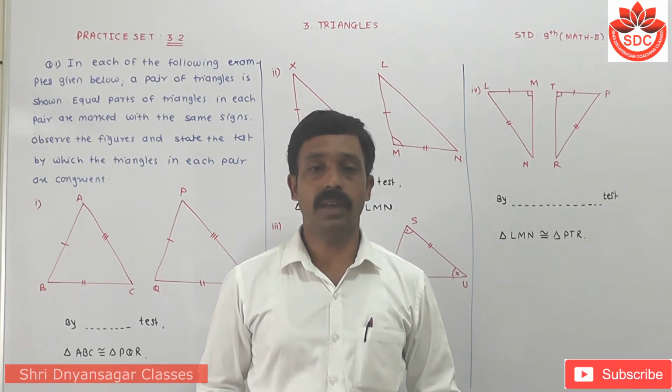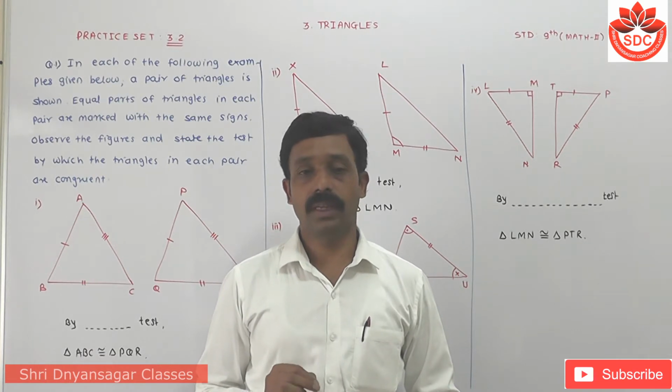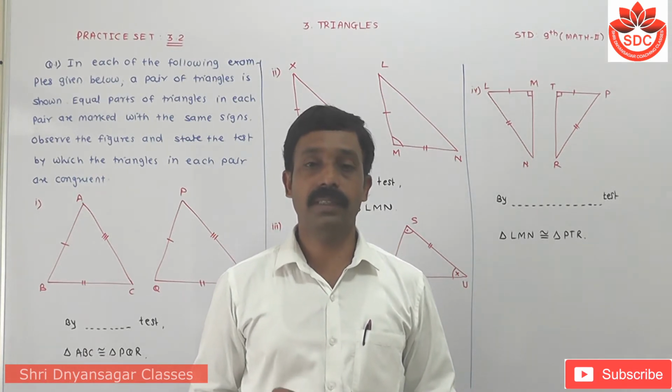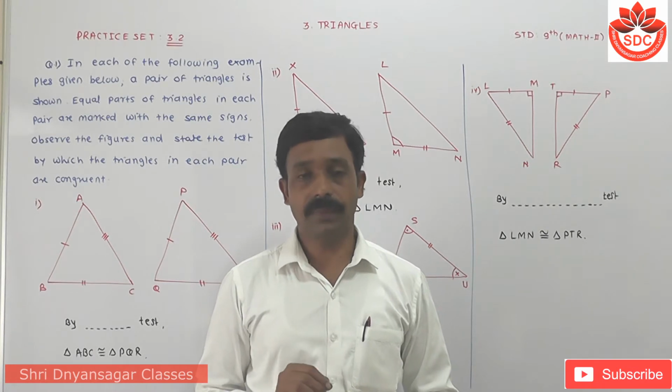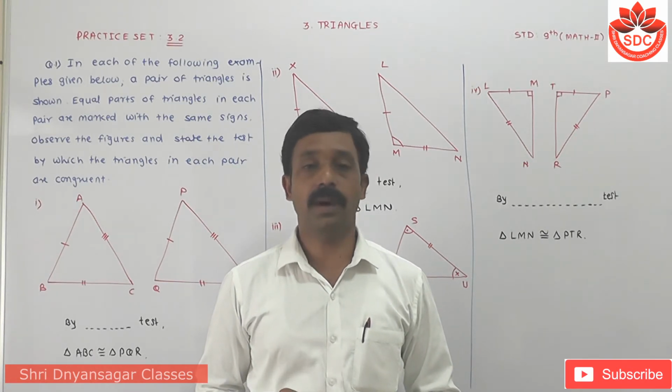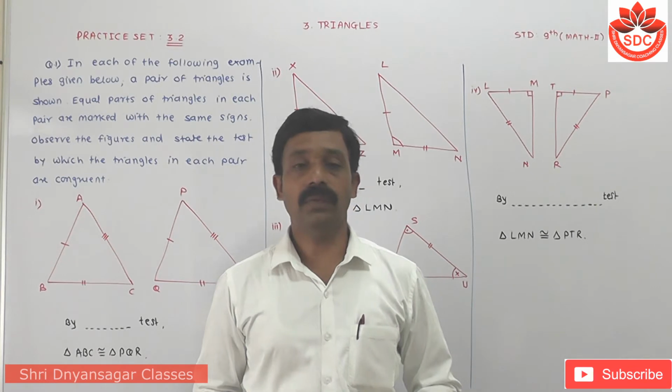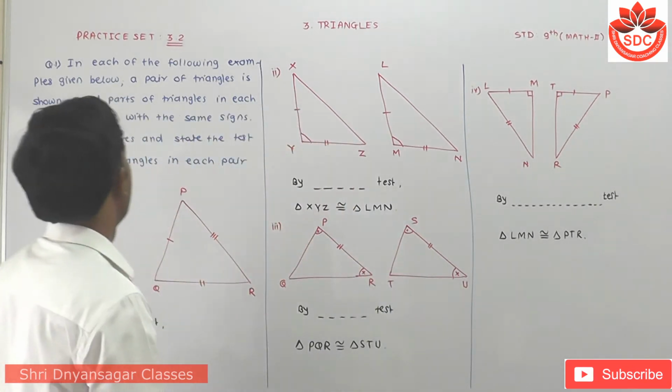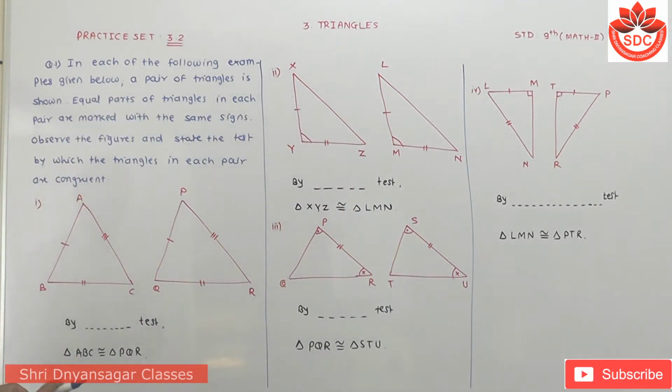Students, today we discuss the next questions of Practice Set 3.2 of Chapter 3, Triangles, Mathematics Part 2, 9th standard. Now the first question is: in each of the following examples given below, a pair of triangles is shown. Equal parts of the triangles in each pair are marked with the same signs. Observe the figure and state the test by which the triangles in each pair are congruent.